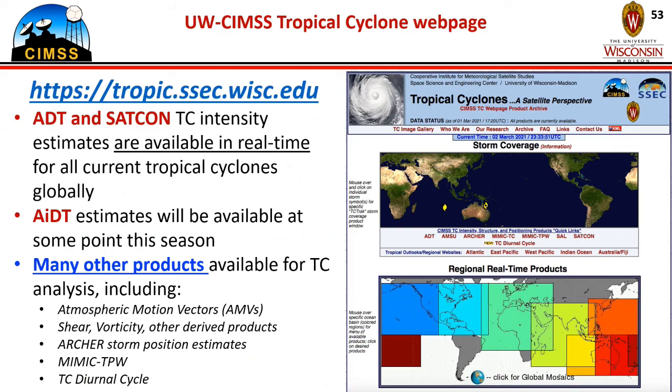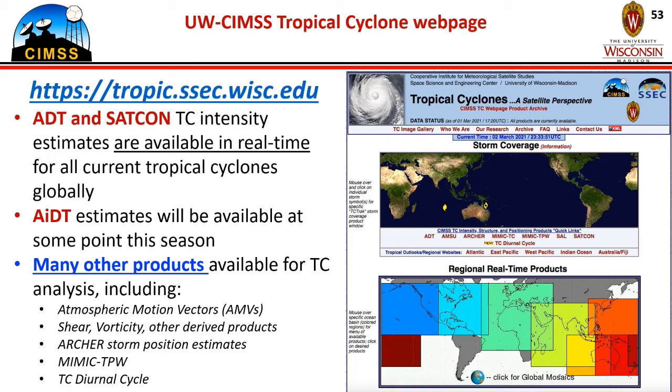Finally, to wrap things up, if you want to obtain any of these intensity estimates in real time, they are available on our Tropical Cyclone webpage, located at the address at the top. The ADT and SATCON are available in real time for all current global tropical cyclones. The AIDT is not currently available, but will be once our paper is accepted and published.